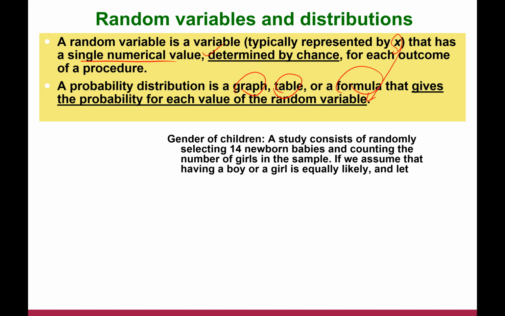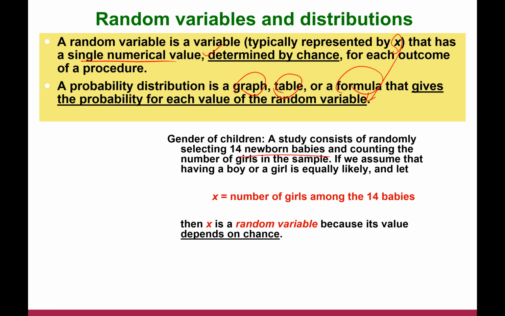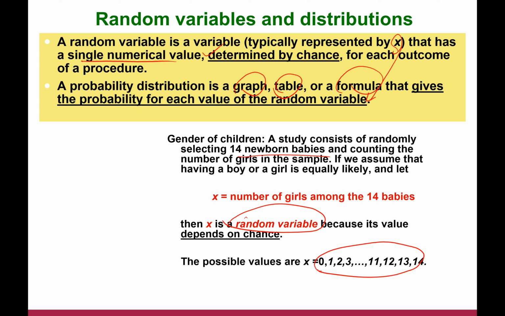Let's take a look at this example. Gender of children. A study consists of randomly selecting 14 newborn babies and counting the number of girls in the sample. We're assuming that having a boy or a girl is equally likely, and let x represent the number of girls among the 14 babies. Here x is a random variable because its value depends on chance. So you may have 0 girls, 1 girl, 2 girls, all the way to 14 girls. So the possible values for x are 0 all the way to 14. As you can see, this is definitely a discrete random variable. It's a finite, countable numerical value.